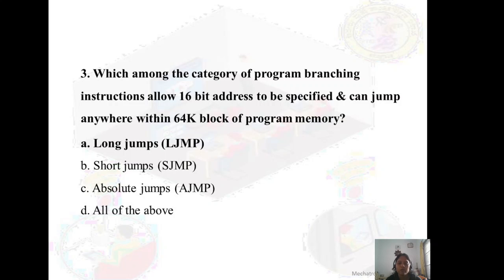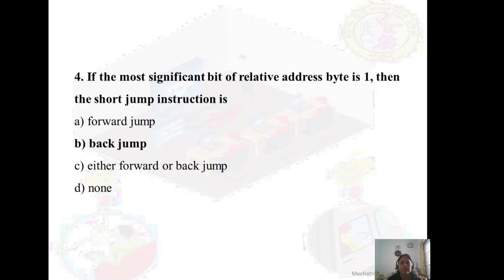In the long jump, you will have the range from 0 to 64K. If the MSB, that is the most significant bit of the relative address byte, is 1, then the short jump instruction is a forward jump, back jump, either forward or backward, or none? If the MSB of the relative address byte is 1, then the short jump instruction is a back jump.